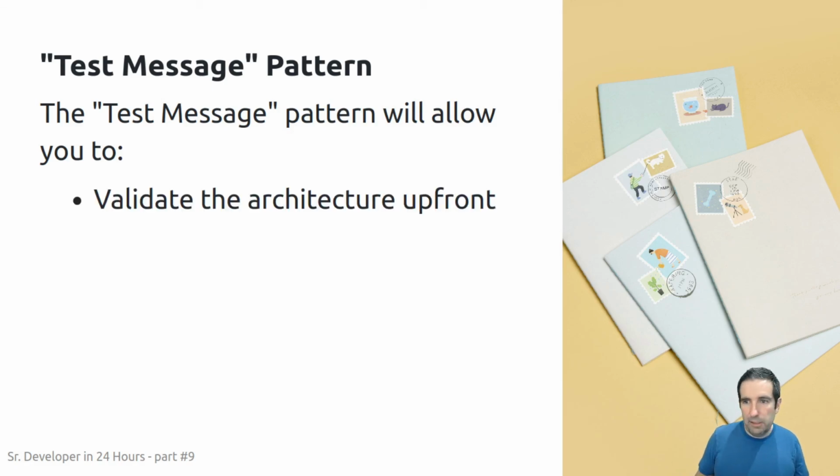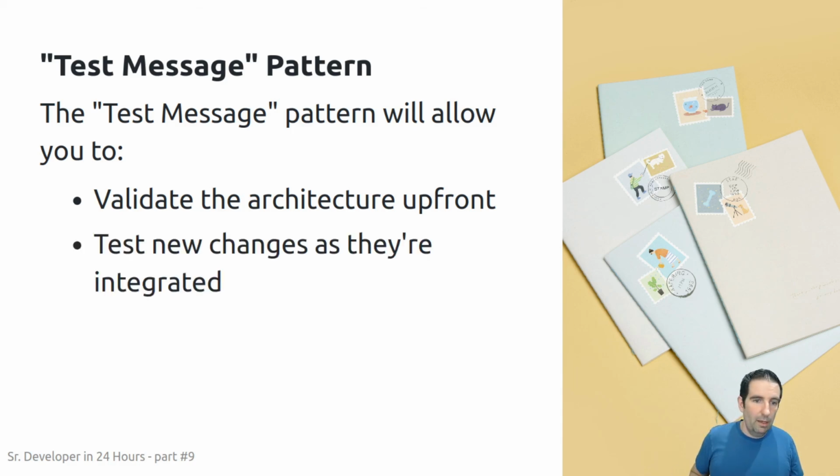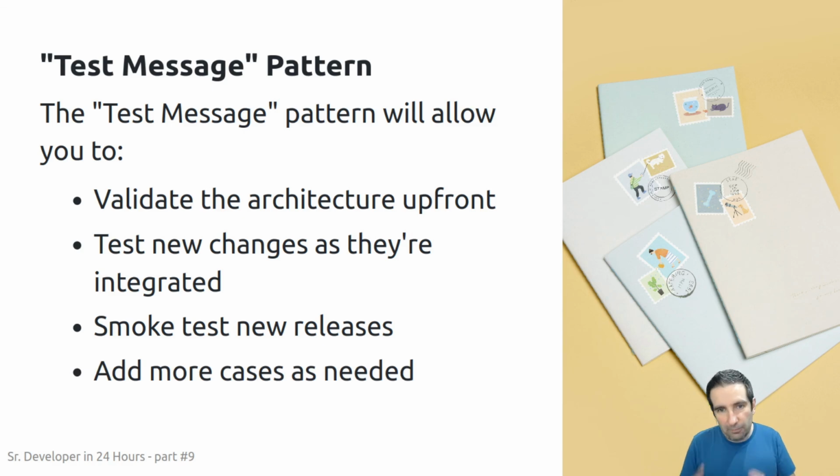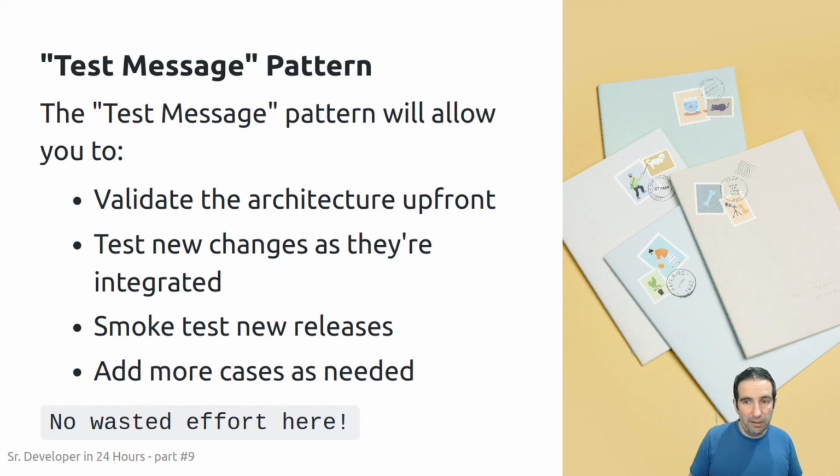Again, the value here: the test message pattern would allow you to validate the architecture up front. It's going to allow you to test new changes as they're integrated. You can even use this to smoke test new releases. And then once you have that framework built, it's very easy to add more test cases, to add more detail, things like that as needed. So in this particular case, there is no wasted effort.